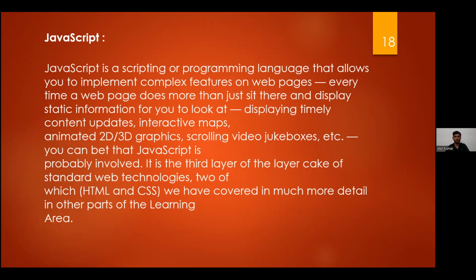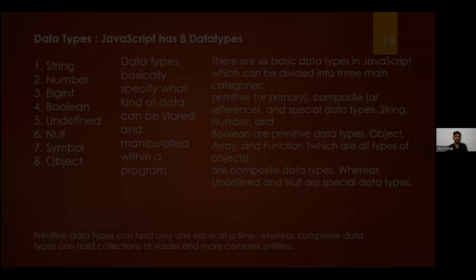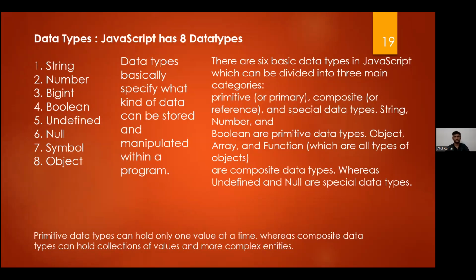And displaying the static information for you. JavaScript can also be used with CSS to make some complex animations. In the first step, I started learning about data types. JavaScript has eight data types: string, number, bigint, boolean, undefined, null, symbol, and object.